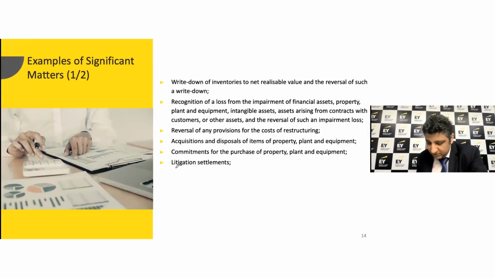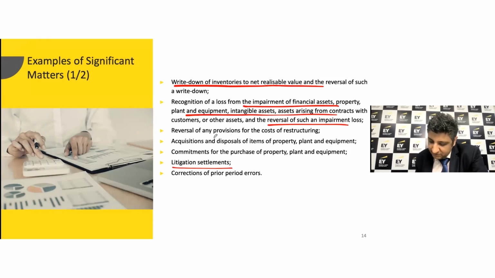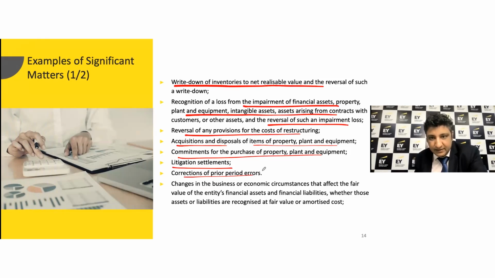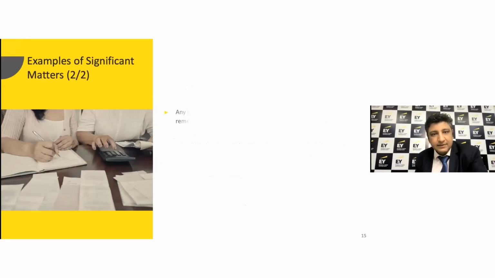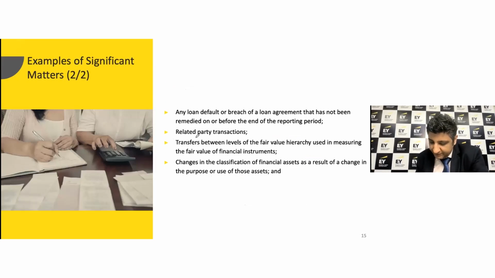I think we just took one of those cases like a litigation settlement case, but then any aspects including write down of inventories or the reversals, impairment of financial assets or non-financial assets and the reversal of that, any provisions or reversals of provisions with respect to the restructuring, any acquisition or disposal of property, plant, equipment, any commitments entered, any errors being corrected, right? Anything that impacts the fair value of the financial assets or liabilities, etc. Further, you can talk about also instances like related party transactions, any default of loan, etc.